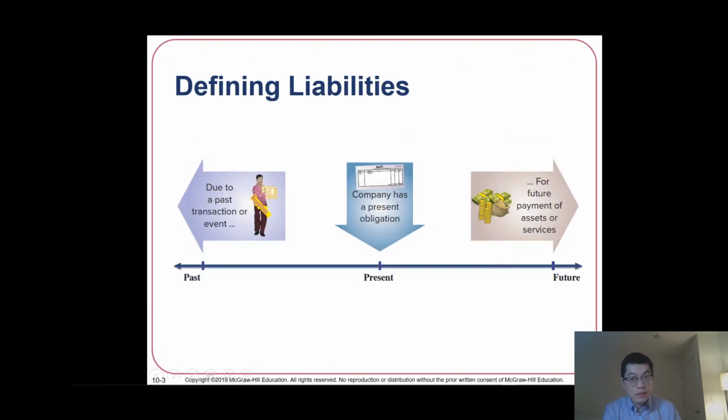So what are liabilities, right? Liabilities are something that we owe right now because of something that we did in the past, and in the future we're going to sacrifice some assets, such as cash specifically, to pay off these liabilities or offer some products or services in the future. Basically, that is due to past transactions, so we owe somebody something in the future.